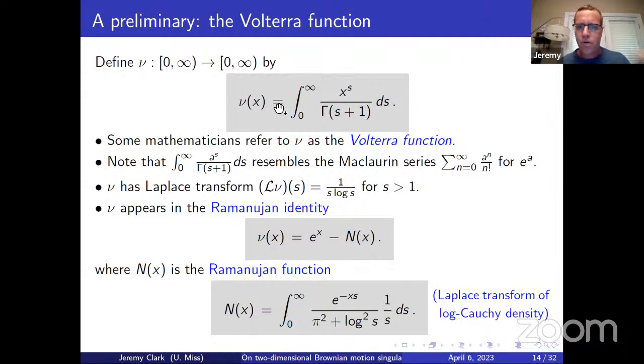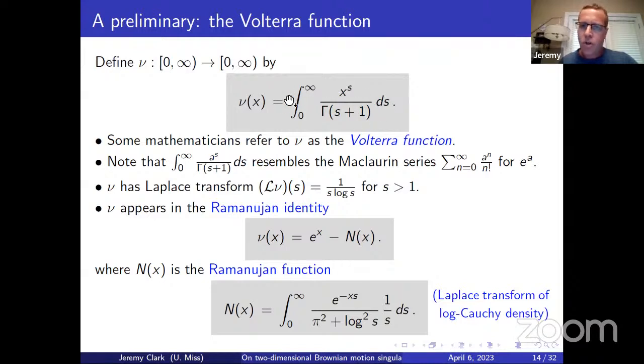So define nu in the following way. It's defined through this integral, where x is the variable, and we're dividing by the gamma function, the shifted gamma function. Some mathematicians refer to this as the Volterra function.